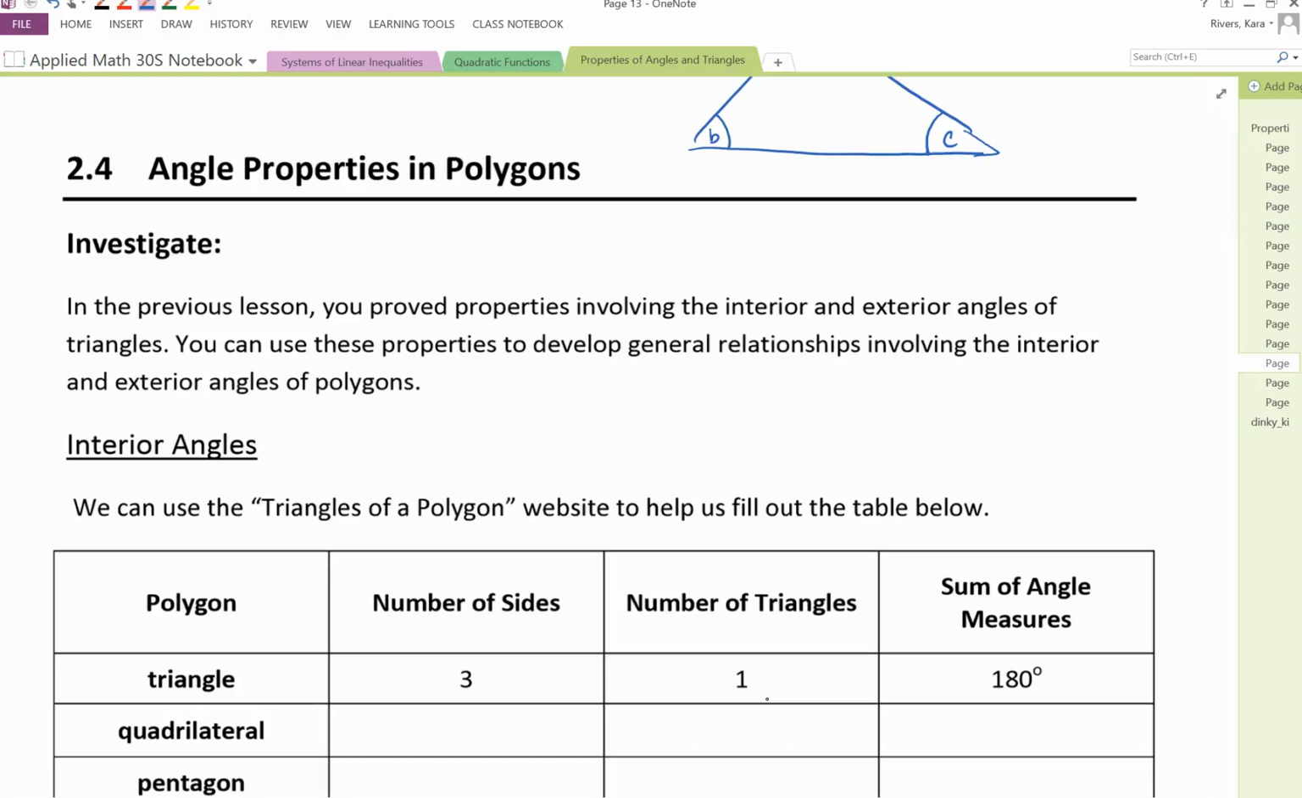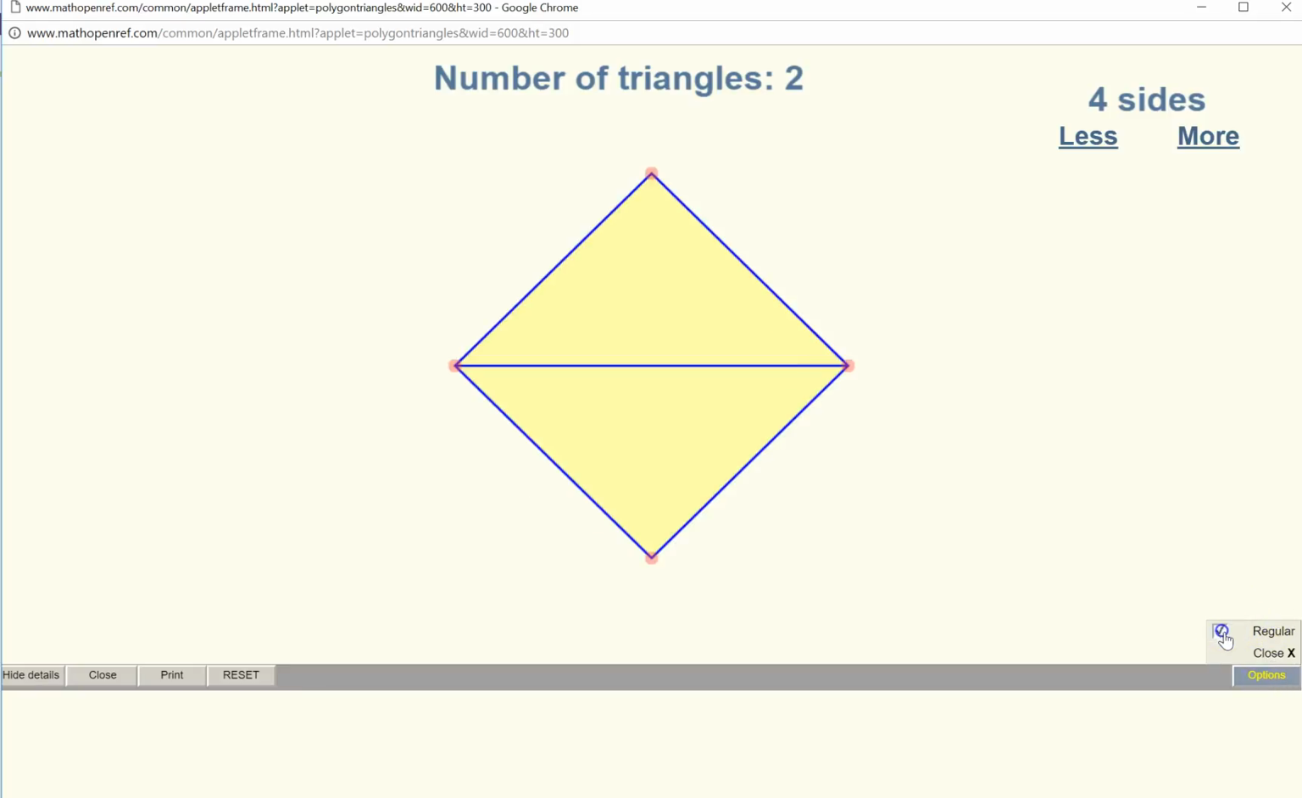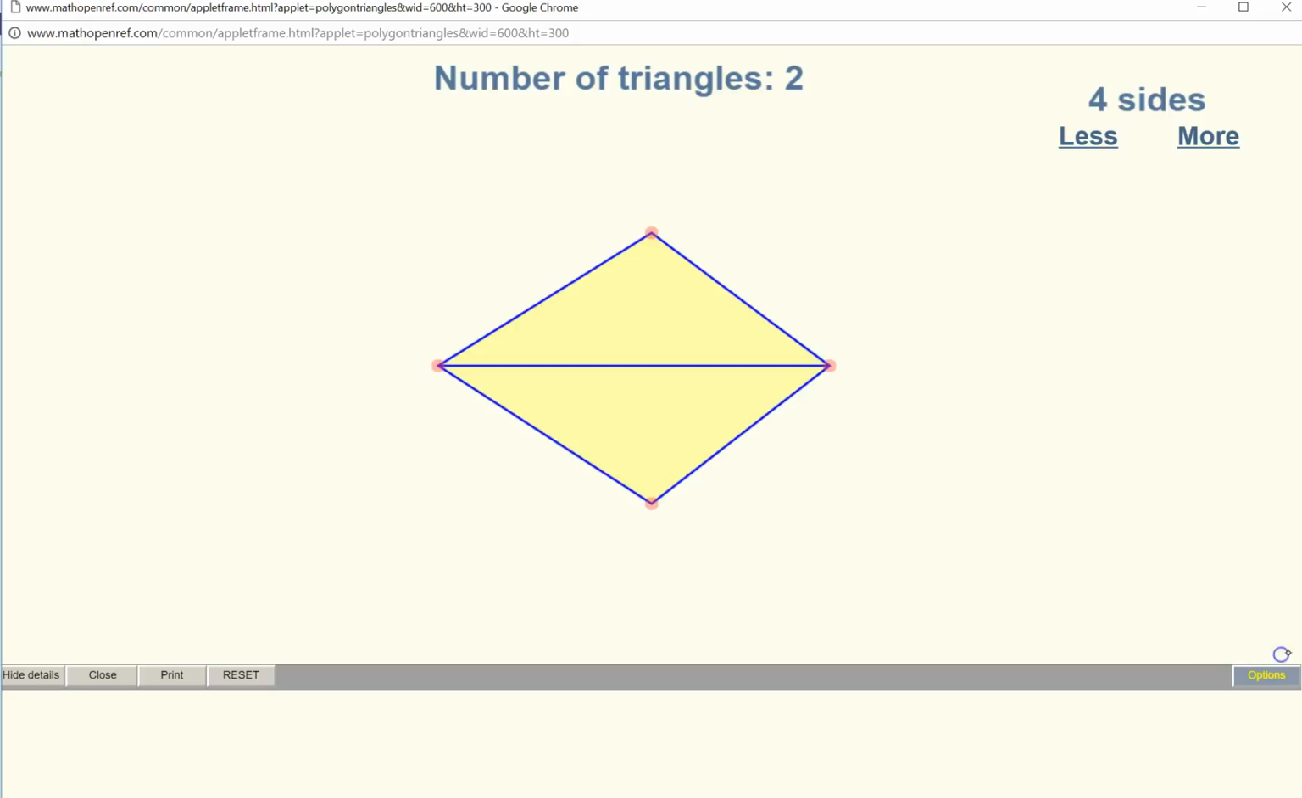Now I have a Triangles of a Polygon website that we're going to use to help us. Now we can have irregular shapes where our sides are all different lengths, or we can have regular shapes where our sides are all the same length. So in my options here, I can make this a regular polygon, so it's a regular 4-sided shape, or we can make it an irregular one. I'm going to leave it as an irregular one because the properties hold true no matter what the shape is. As we get further along, we'll probably move towards regular shapes just to make lives a little bit easier, but let's see what's going on here.